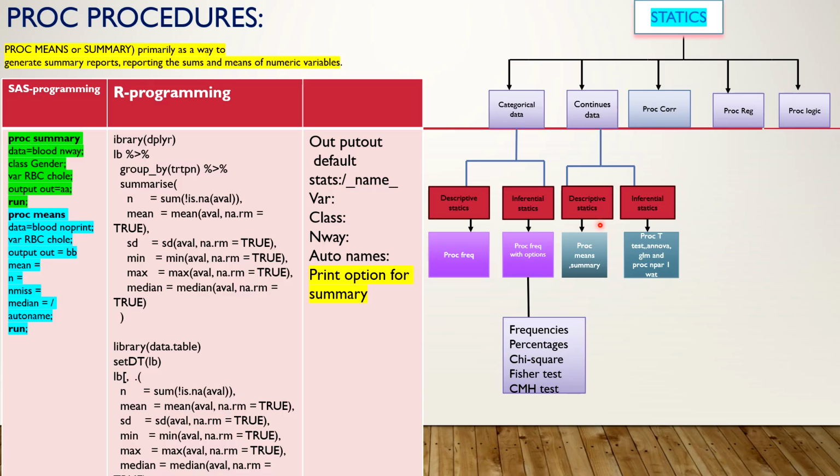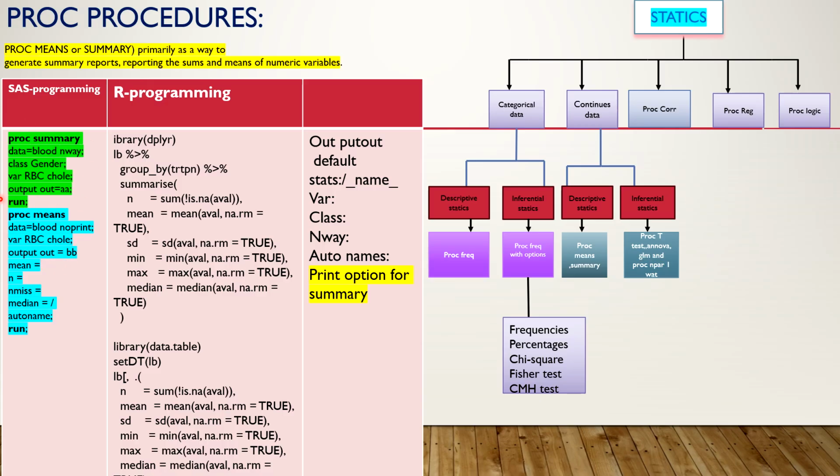So for continuous data, for descriptive statistics, we'll use proc means and proc summary. Like n, mean, minimum, max, median, standard deviation, those descriptive statistics we will get. For inferential statistics, we'll use proc ttest, proc ANOVA, proc GLM, these methods. Proc means and proc summary both will give the same output.